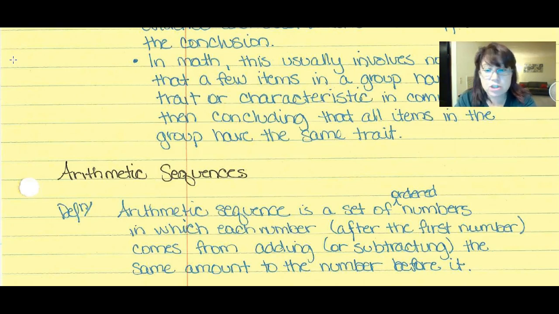An arithmetic sequence is just a set of ordered numbers in which, after the first number, you get each number by adding the same value, or subtracting if it's a negative number, the same amount to the number before it. So if I give you 5 and 8, you should figure out that the next number is 11, then 14. Usually we give you 3 numbers to make sure that the pattern continues. 5 plus 3 is 8, 8 plus 3 is 11.